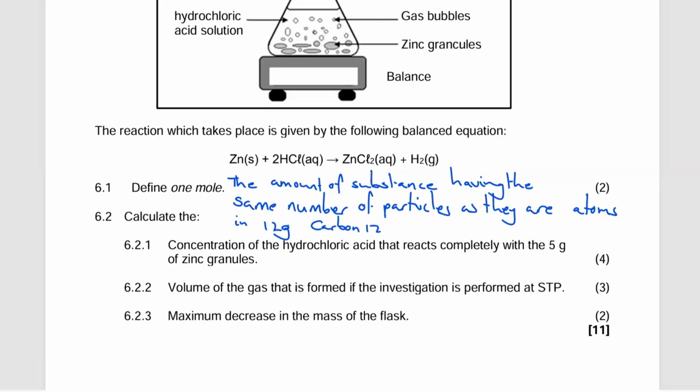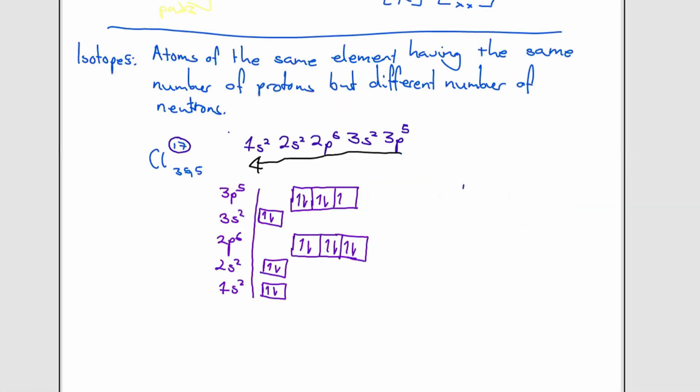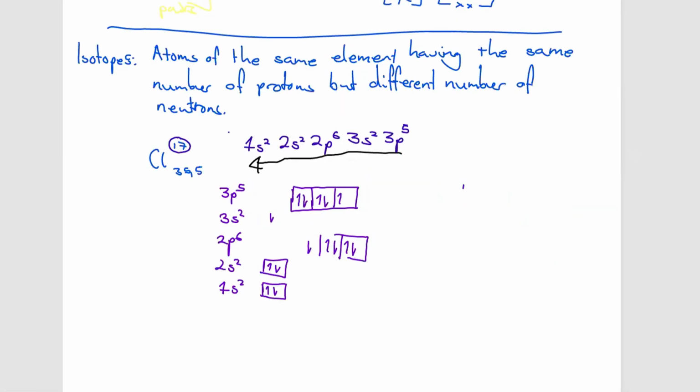Okay, then 6.2 reads, calculate the concentration of hydrochloric acid that actually reacts. Okay, so we're looking for the concentration of the hydrochloric acid that reacts completely with 5 grams of zinc granules there. So here I'm going to start with the number of moles of zinc, since we're given the mass of zinc. I will make use of our space there. Allow me to erase the diagram real quick.